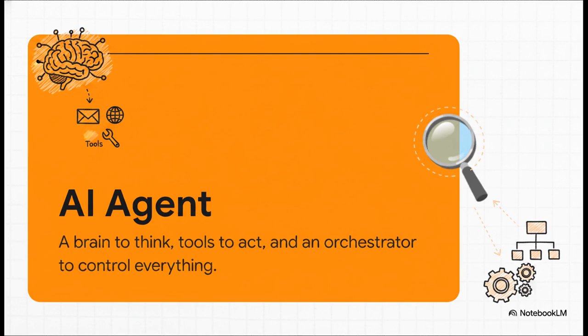Think of it exactly like a human assistant. The brain thinks, the tools act, and the orchestrator decides the next move. Once you grasp the simple 3-part anatomy, you've honestly done 50% of the work.